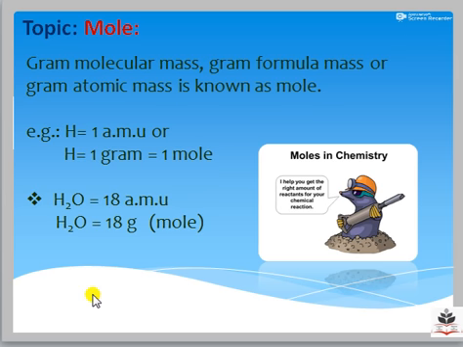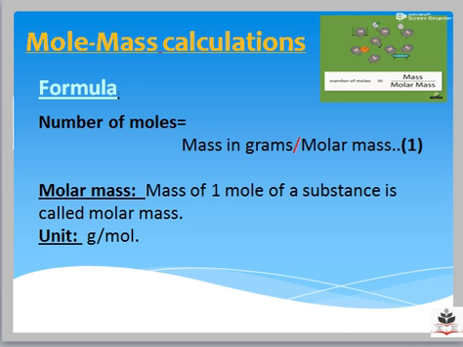Now you can see there is a relationship between mole and mass. So this relationship can be used to convert the given amount of mole into mass and the given mass into mole. Okay, to convert mass into moles or moles into mass, we have a formula. Number of moles is equal to mass in grams divided by molar mass.